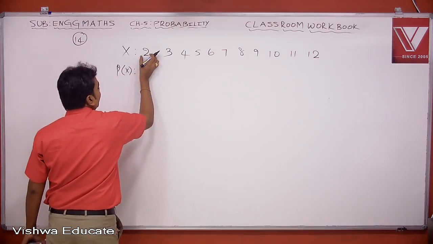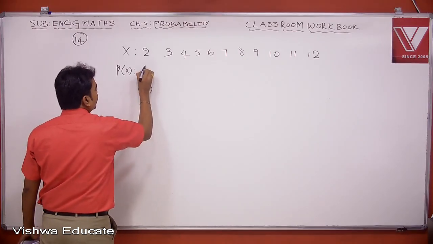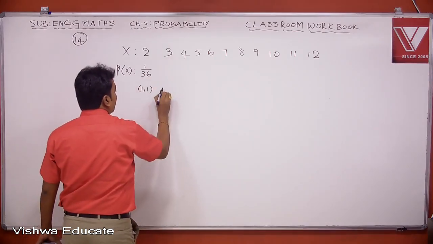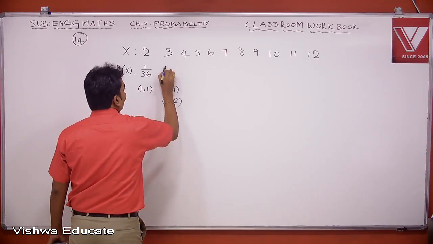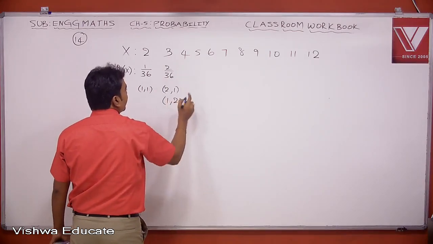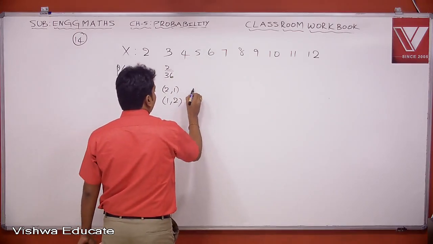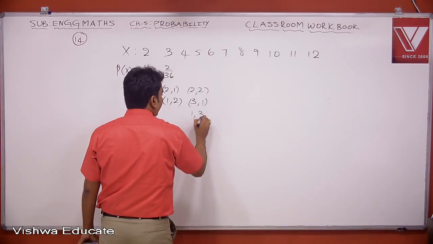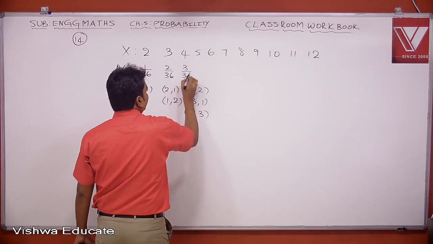So 2 is possible in case of 1, 1. So in this case only one chance out of 36. Now 3 will be possible in 2 cases, 2, 1 and 1, 2. So 2 chances out of 36. Now when you go to 4, you will get 3 chances, that is 2, 2, 3, 1 and 1, 3. 3 chances. So therefore this is 3 out of 36.